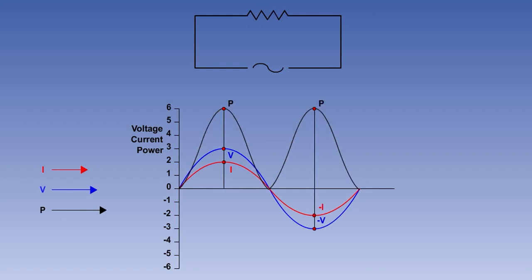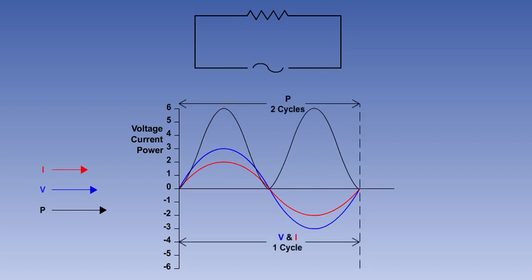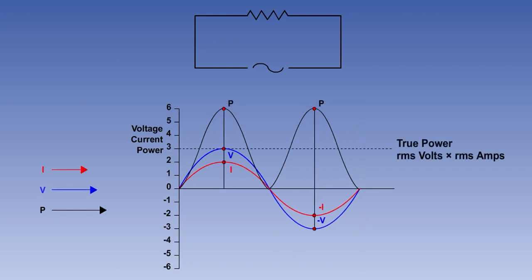So in the negative half cycle, both the voltage and the current are negative, and two negatives multiplied together produce a positive. The frequency of the power waveform is twice that of the voltage and current. The average value of this power is known as the true power, real power, or wattful power, and it is the product of the root mean squared current and voltage. It is measured in watts or kilowatts, and it represents the work being done to rotate the generator.